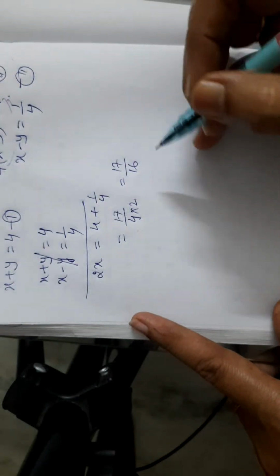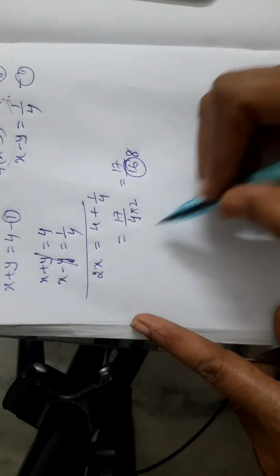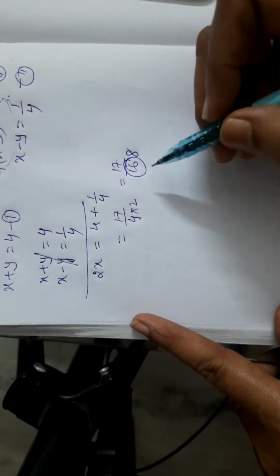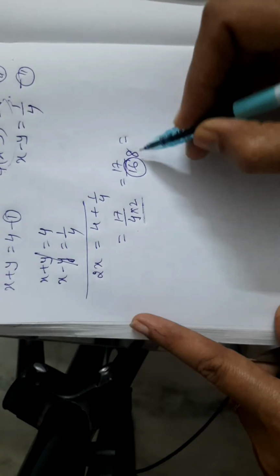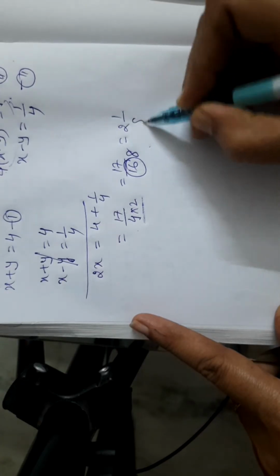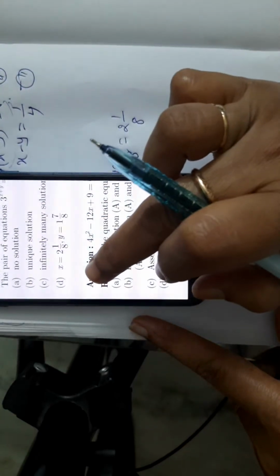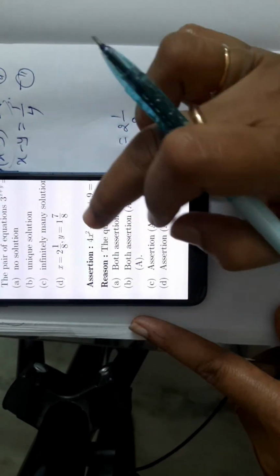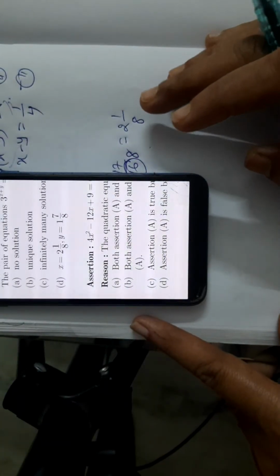Okay, thank you for the rectification. 4 2s are 8, so we'll make it a mixed number. 8 2s are 16, integer 1 by 8. Okay, we got the option. So the correct answer is option D. X is 2 integer 1 by 8 and y is 1 integer 7 by 8. Very good.